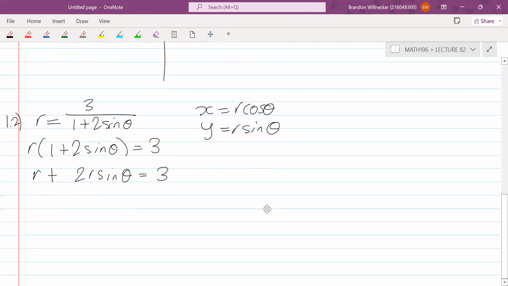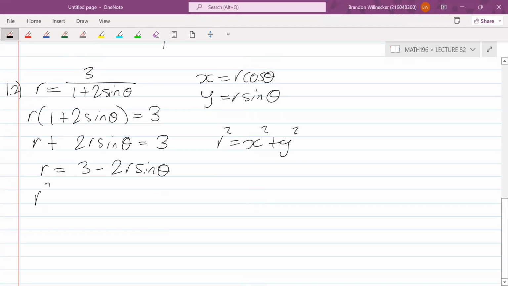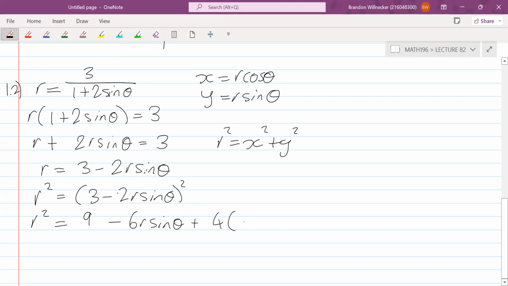Okay, now we want to get the r by itself, because remember that r squared is x squared plus y squared. So we need to square the r term, but it's better to do that if it's by itself. So r is equal to 3 minus 2r sine theta. And now we can square both sides. So r squared is going to be (3 minus 2r sine theta) squared. So r squared is going to be 9 minus 6r sine theta plus 4, and then I'm going to put this in brackets, (r sine theta) squared.